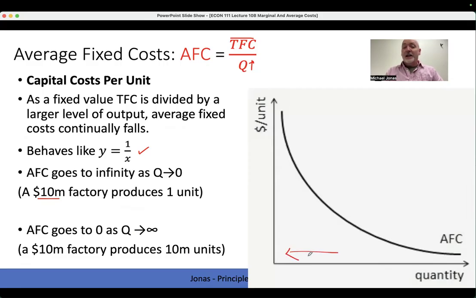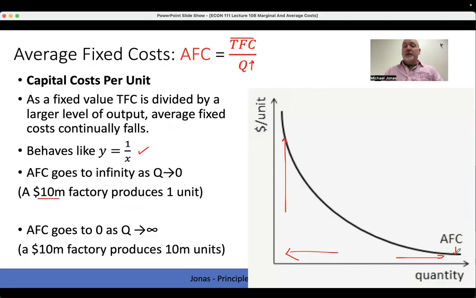Sorry, did that in the wrong order. As output goes to zero, going in this direction, our capital costs go to infinity, right? So we're producing a small number of units. It's going to cost us a lot per unit, flipping around how I started. As quantity goes to infinity, that average fixed cost goes to zero. So now with that same $10 million factory, if we're producing 10 million units, it's only $1 per unit. Okay. So it's that spreading out of the overhead.